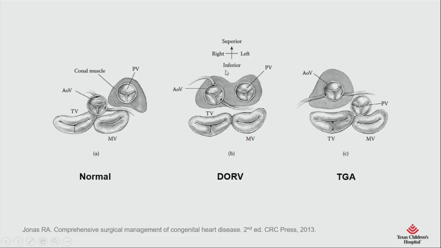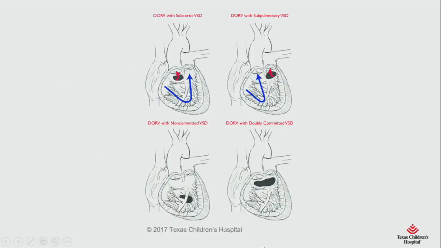And if you continue that anterior rotation, at some point the pulmonary valve is now going to be attached to the mitral valve and arising from the left ventricle, and that's transposition. So it's essentially a spectrum of disease where you have normal, tetralogy, double outlet right ventricle, and transposition. At least that's how I understand it.